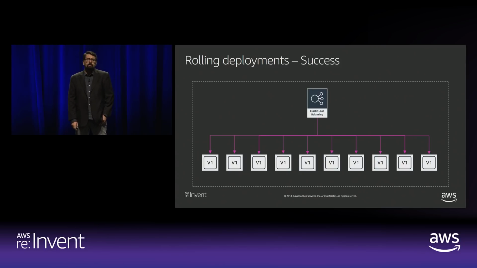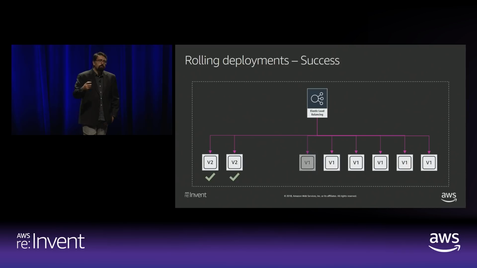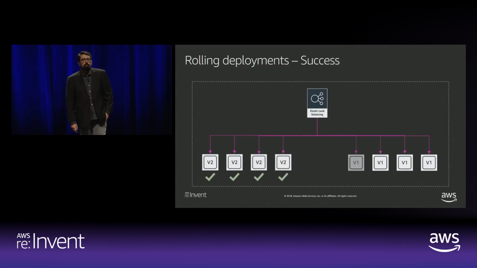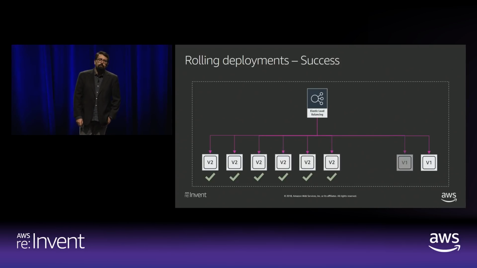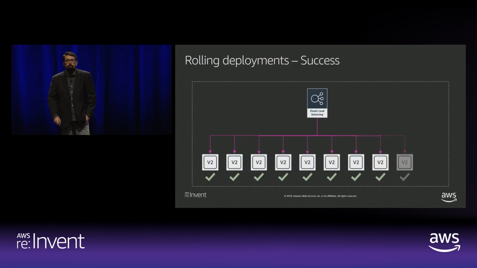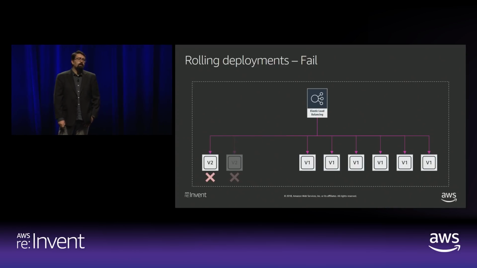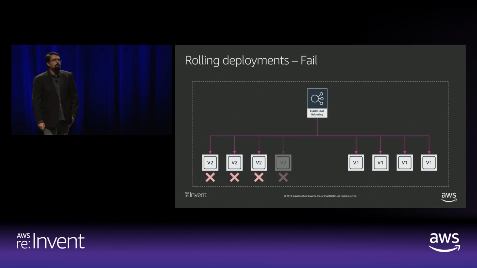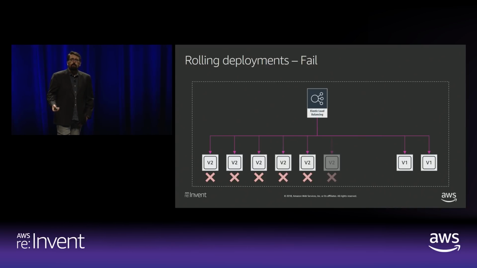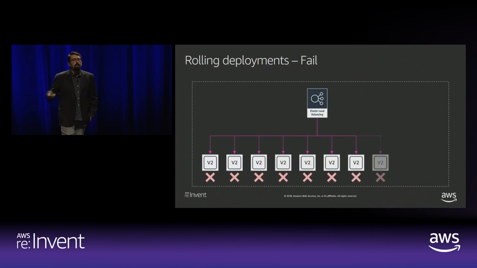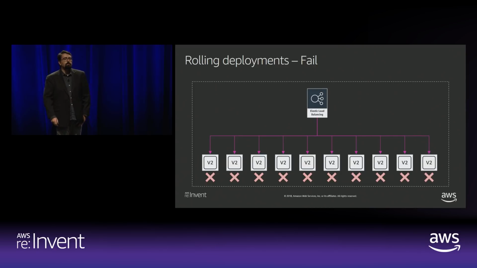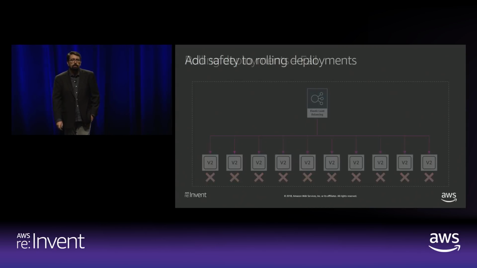So if we look at this in the context of a rolling deployment with CodeDeploy, we're going to go through, deploy version 2 of our application to all of the instances in our pool. It's going to go through. If it works, great. We've successfully deployed our application. But if we go through and run that again, if it fails on one, it's going to fail on all by default. So we have to introduce some kind of complexity. So if you're just using this out of the box, this is the experience you're going to get.